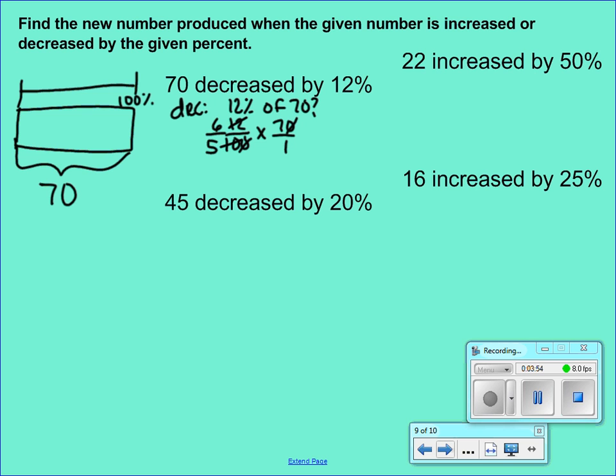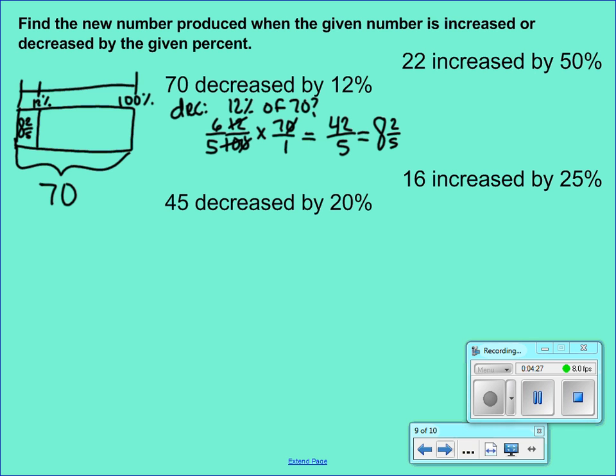Good. So I'll tell you right now, this problem is not a friendly problem. Okay, so 6 times 7, kids, is 42. 5 times 1 is 5. Okay, so 42/5. Let's put this in a mixed number so we know what we're talking about. 42/5 as a mixed number, Isabel. 8 and 2/5. 8 and 2/5. So that means that 12% is 8 and 2/5.